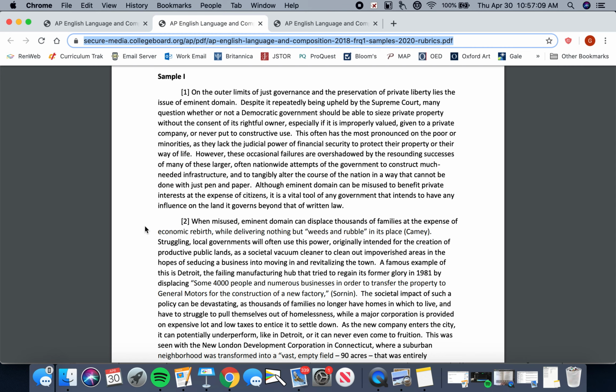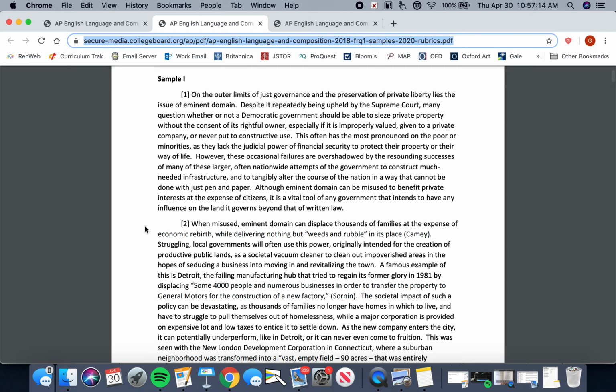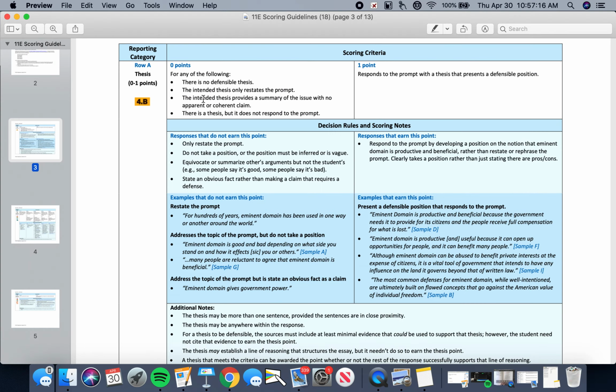If you want to spend some time with these, you can. You don't have to, but you absolutely can if you would like to. And then finally, we've got the rubric.